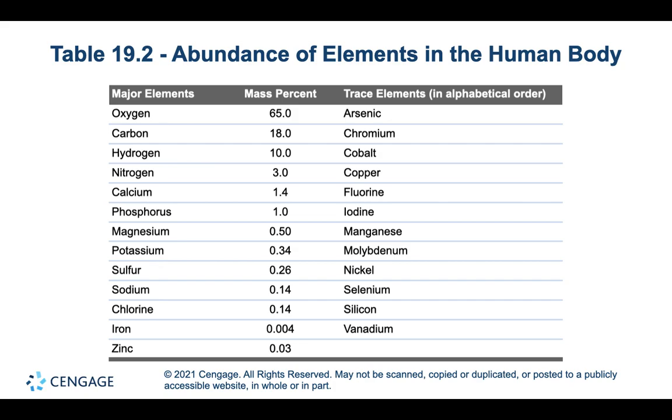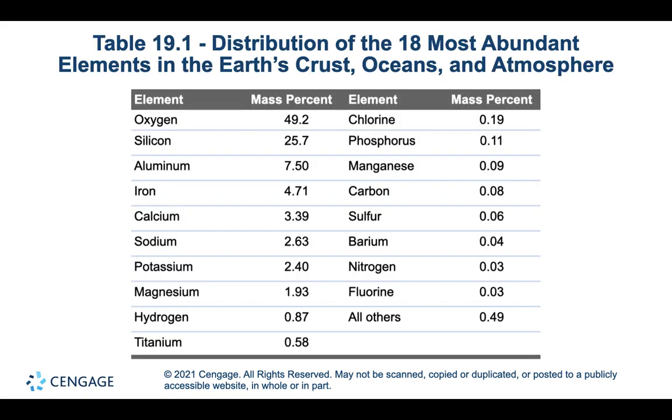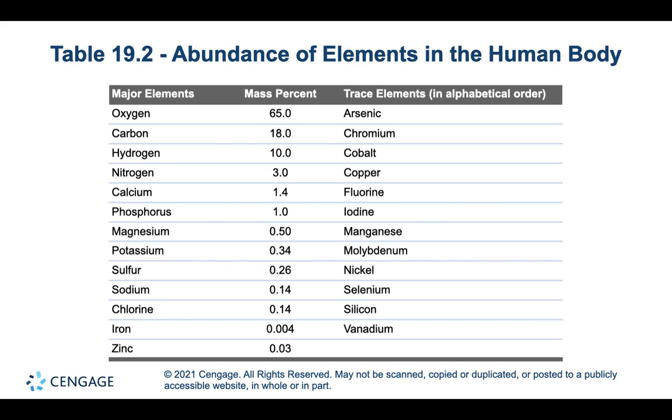Carbon, we're carbon-based life forms, so carbon is uniquely concentrated at a higher mass percent in the human body than it is in the Earth's crust, atmosphere, and oceans, where it's way down at 0.08%. So it's a very small percent of the Earth's crust, atmosphere, and oceans, but a large percent, 18%, of our body. We are carbon-based life forms.